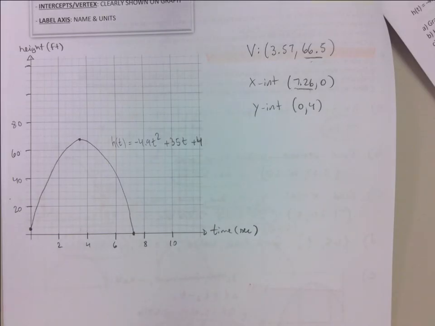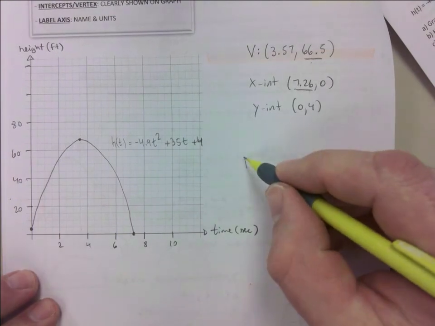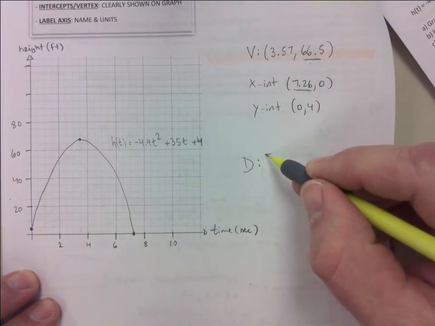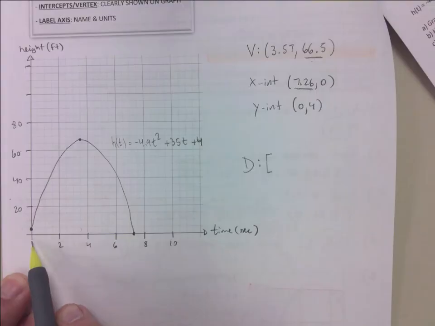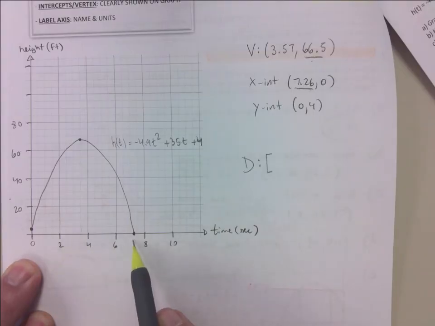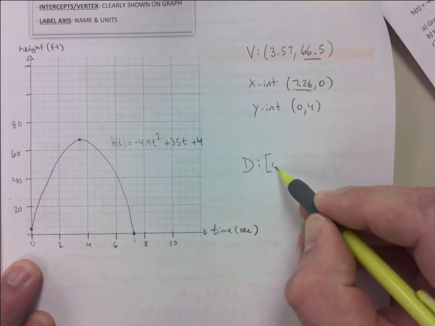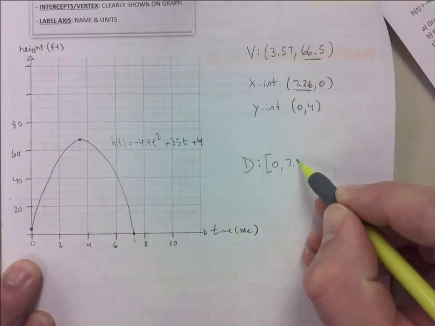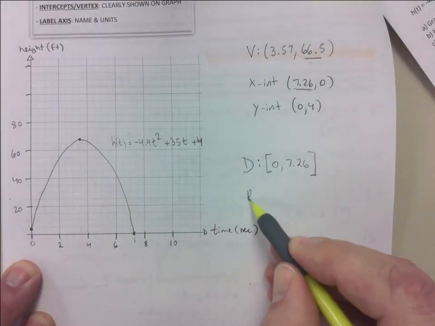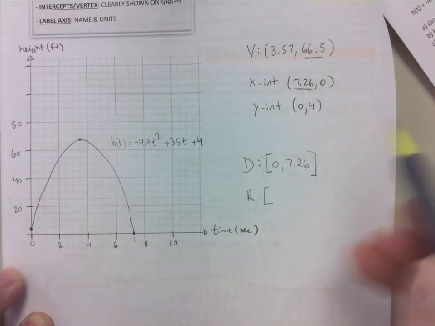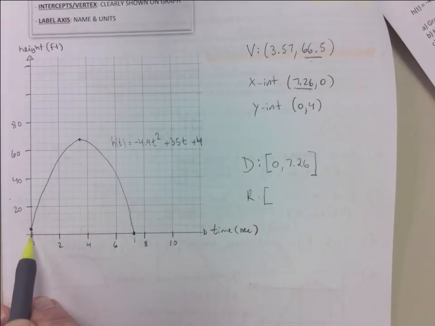And your favorite, okay, before we're done here, domain and range. Let's do interval notation. What's the lowest x value I'm allowed to have here? It starts at time 0, right? And the highest is 7.26. So this would go from 0 to 7.26. My range? What's the lowest y value I ever get to?